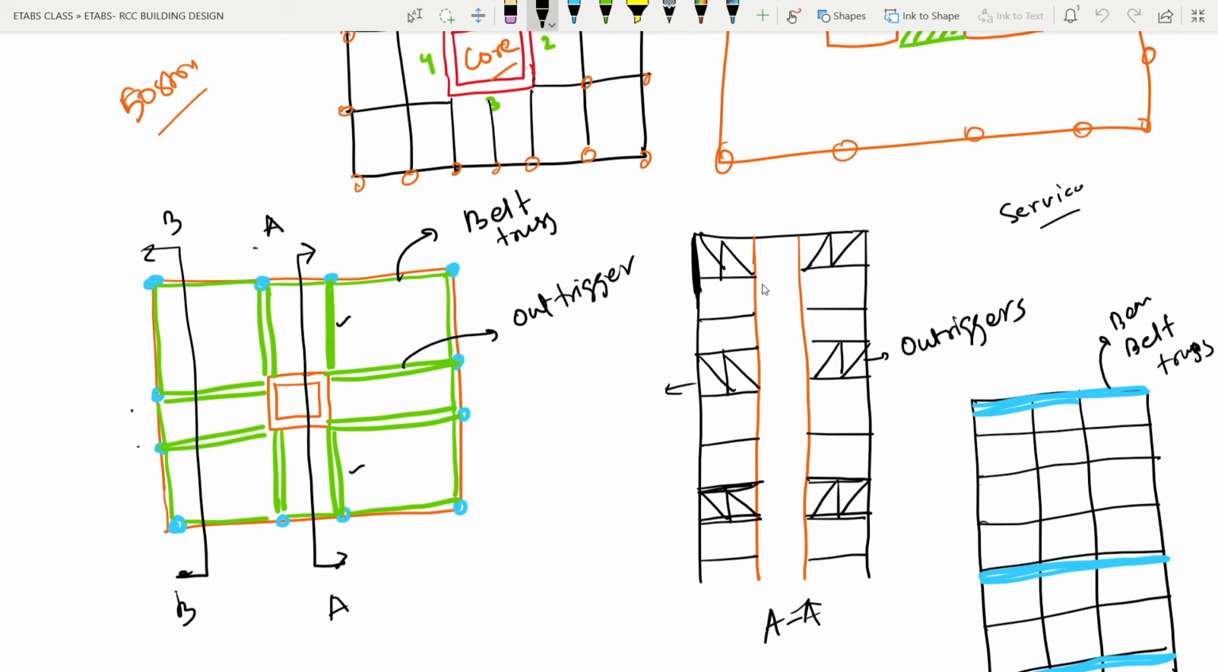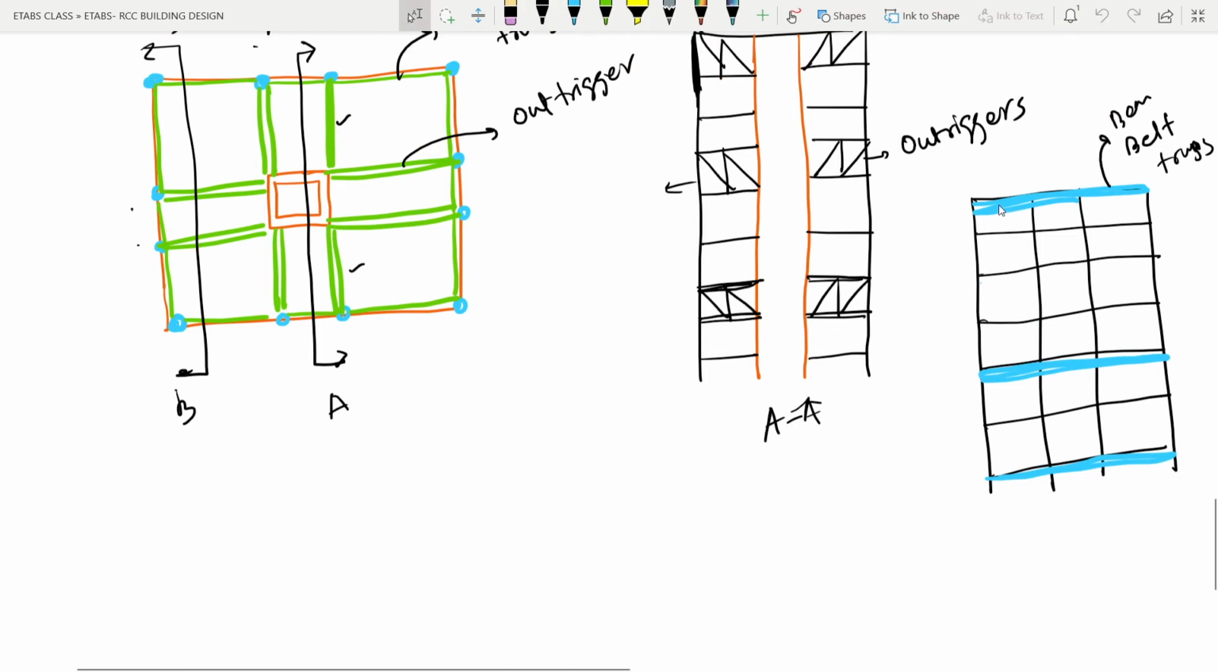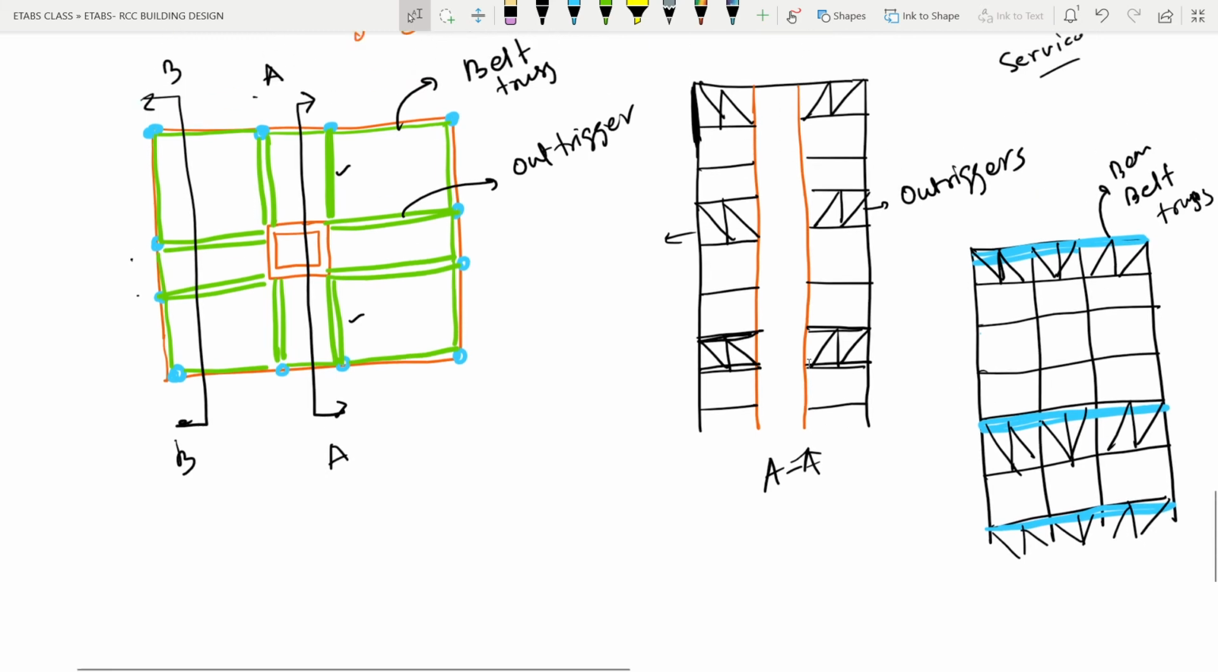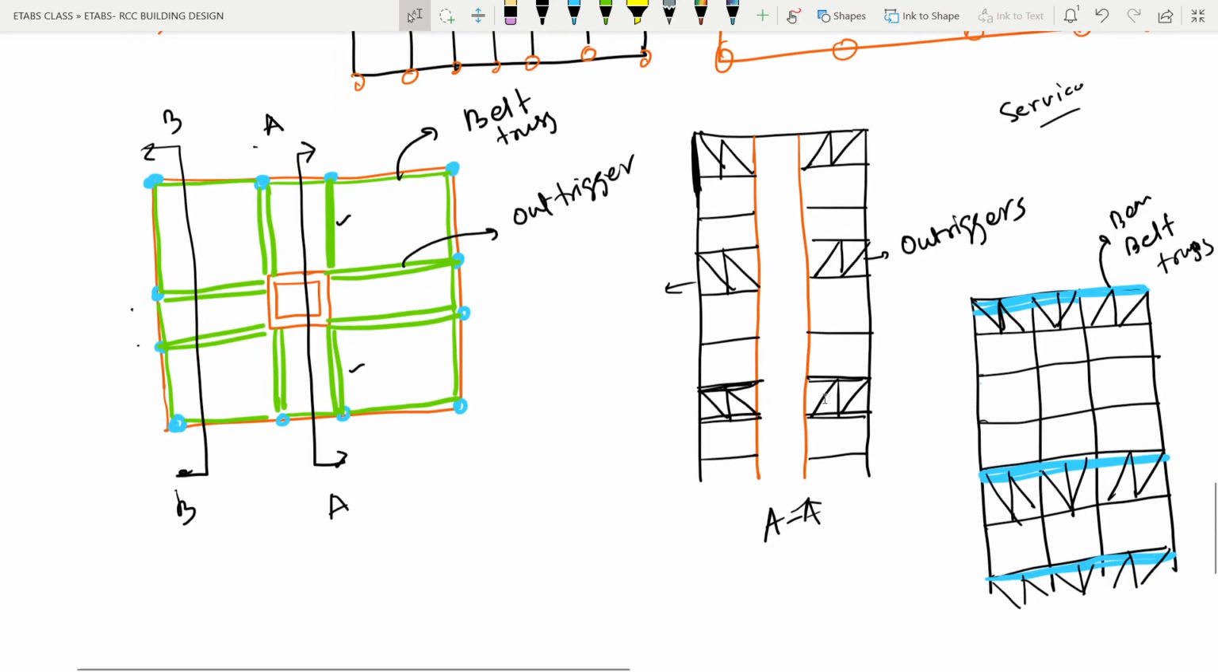So in that case, here this particular thing can be a concrete beam or it can be a truss, as I have explained in case of the outriggers. It can be a truss also, like this, full depth of the floor. Like this. So these are the belt truss, actually you can call it. Now what is the usefulness of this core outrigger belt truss system?